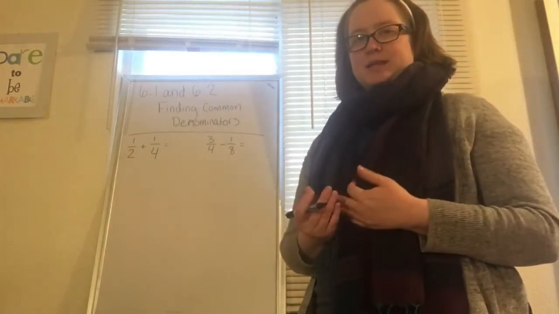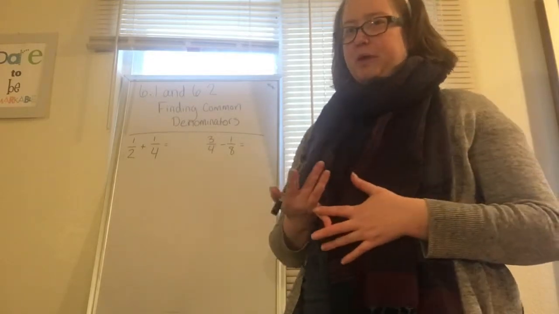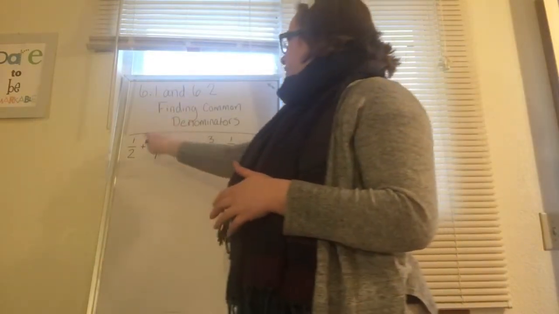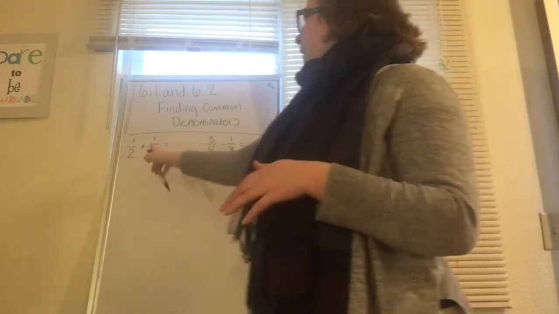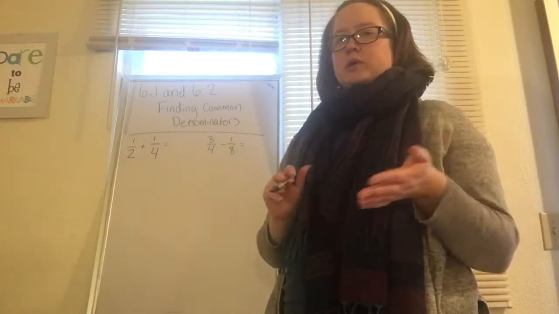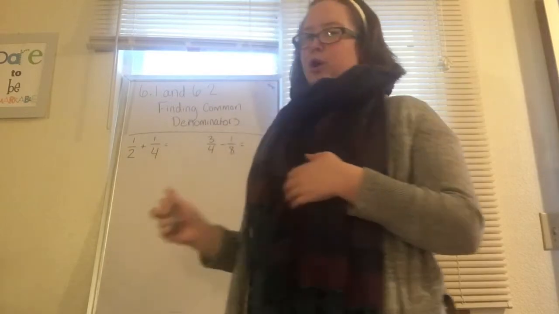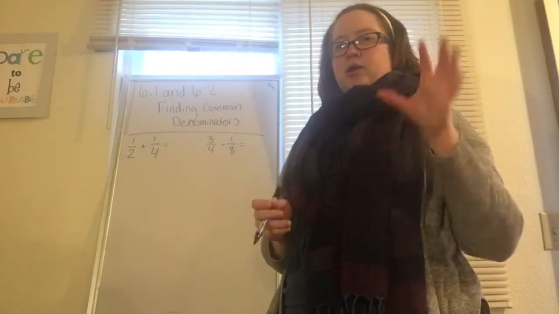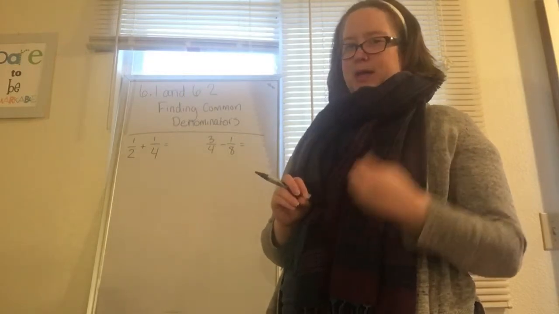And the best way to do this is to find your common denominator. Now, just to review, the top number is the numerator, and the bottom number is the denominator, okay? So we're going to start with addition. If we have 1/2 plus 1/4, we cannot just add 1/2 and 1/4. We have to have our denominators be the same.